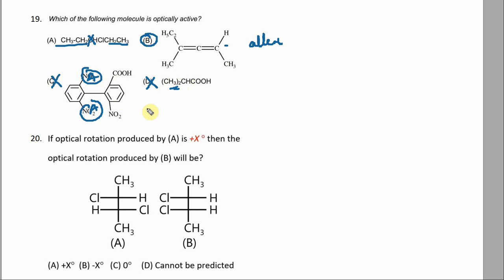Beta. 21. If the optical rotation produced by A is plus x, what is it by B? Very simple, you don't have to calculate. The first thing you want to do in optical rotation is, if the answer is 0, you have to look at whether it is meso. Yes, it is meso. So the option is Charlie.